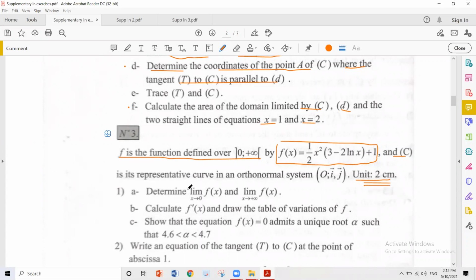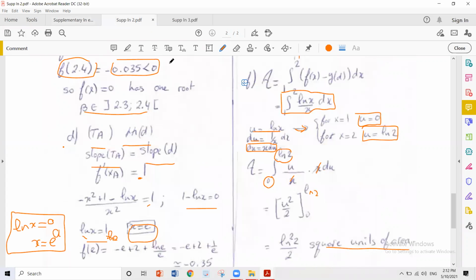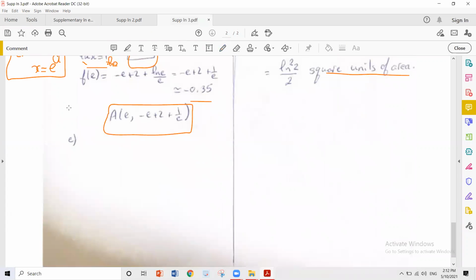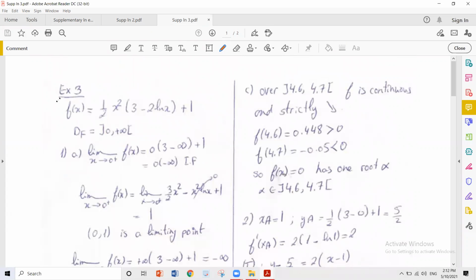Determine the limit of f(x) as x tends to 0. Let's replace x by 0 and see what happens. So limit as x tends to 0 plus of f(x) equals 0 times 3 plus infinity. This one, then 0 is minus infinity. This one becomes plus infinity. 0 times infinity is indeterminate. We change the form.